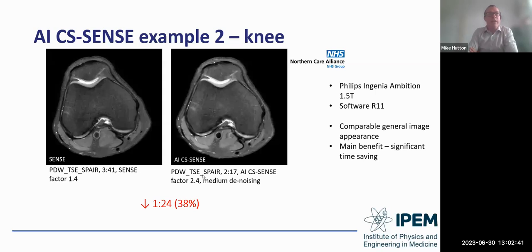Now moving on to some AI-CS sense examples. So first example in the knee. This is moving from sense to AI-CS sense in one go. So the original clinical sequence with sense factor 1.4 has gone to AI-CS sense factor 2.4. In this case with medium denoising, so very, very good time saving there, 38% reduction in scan time, very comparable image appearance in this case as well.